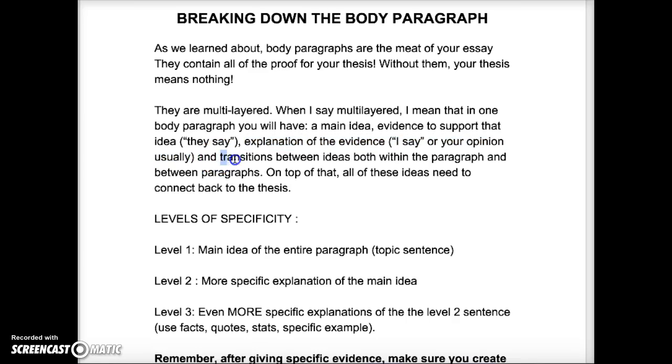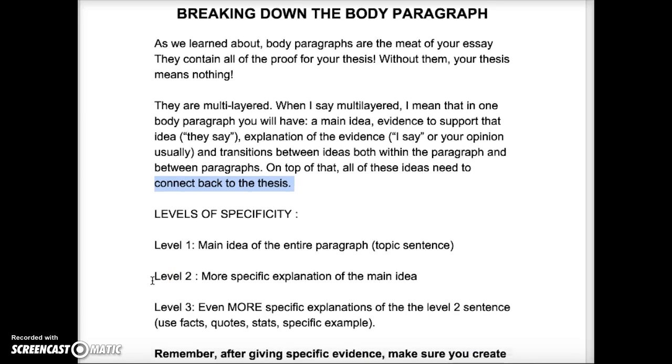You also need transitions between the ideas both within the paragraph and between paragraphs. So on top of that, all of these ideas need to connect back to your central thesis. Remember, you're proving one thing, and your body paragraphs need to always be referring back to that overarching idea you're trying to prove.